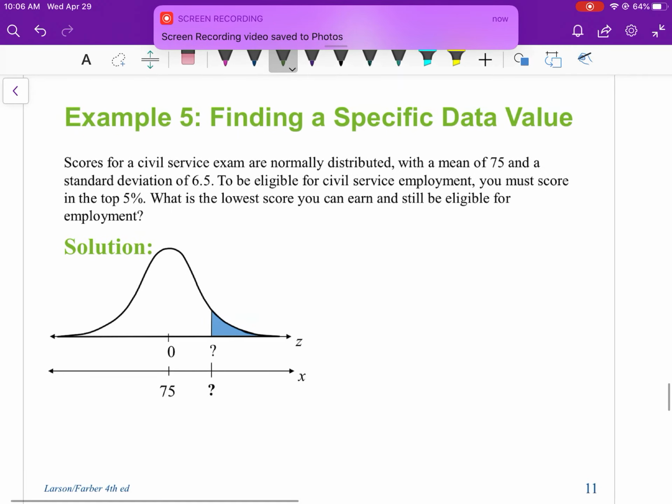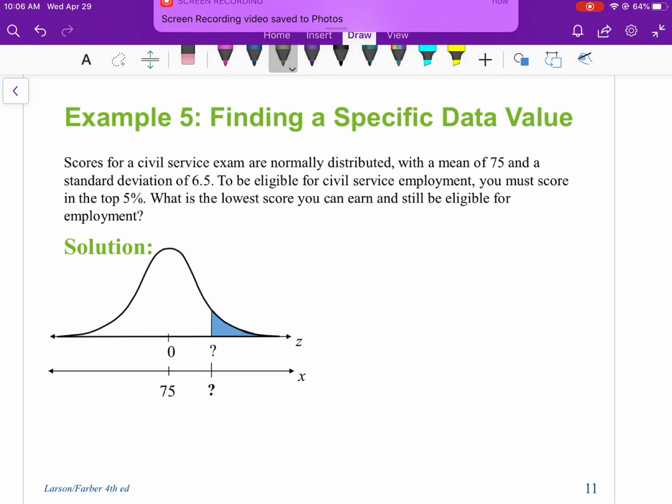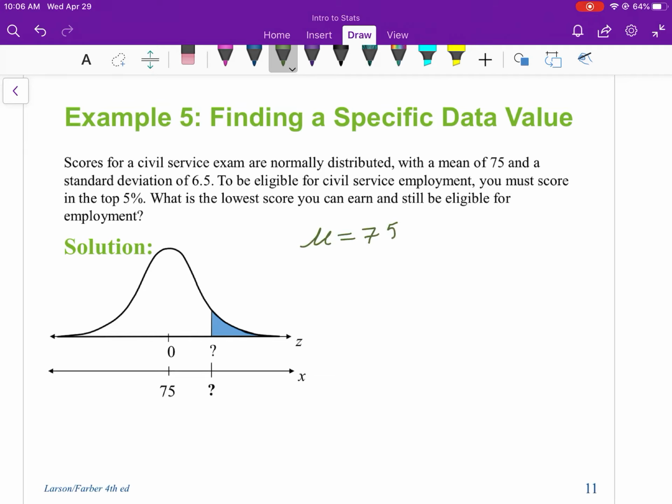Okay, so we're ready for example 5. Scores for a civil service exam are normally distributed with a mean of 75, standard deviation of 6.5. To be eligible for civil service employment, you must score in the top 5%. What is the lowest score you can earn and still be eligible for employment?